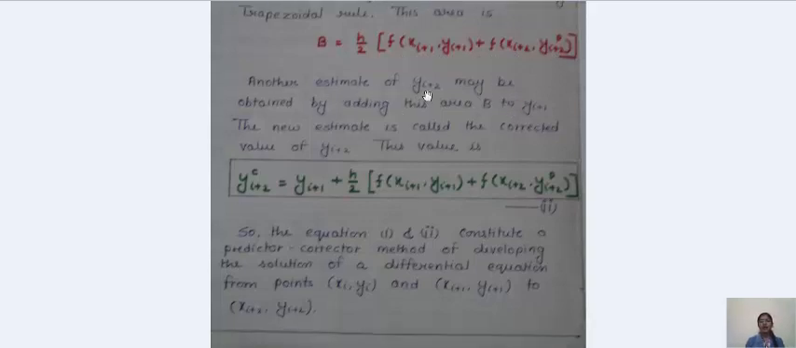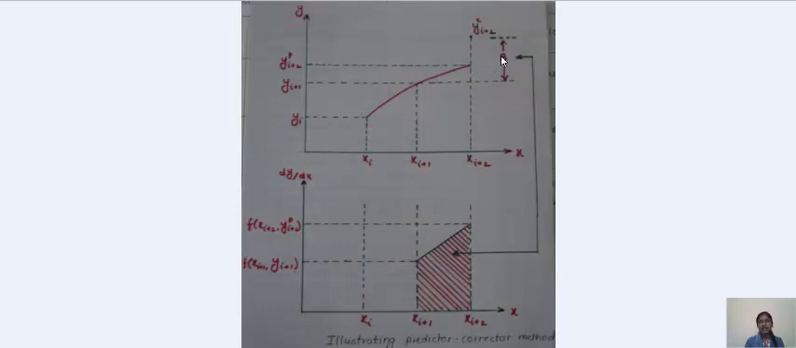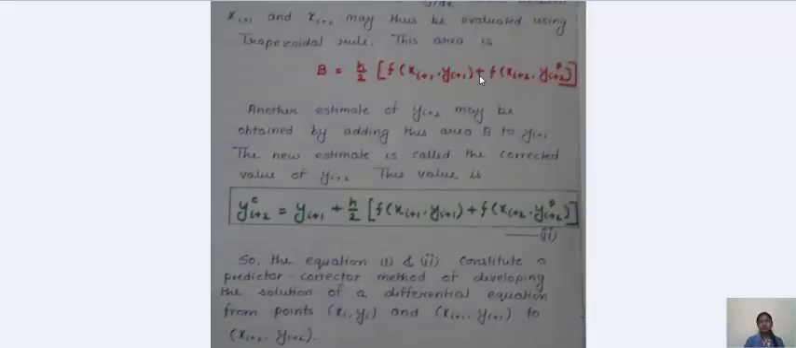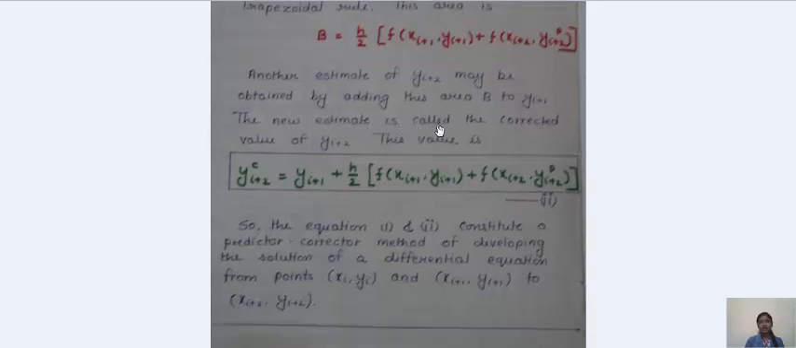Another estimate of y(i+2) may be obtained by adding this area B to y(i+1). So we get y(i+2) corrector. This new estimate is called the corrected value of y(i+2). This value is y(i+2) corrector equals y(i+1) plus h by 2 times f of x(i+1), y(i+1) plus f of x(i+2), y(i+2) predictor. That is equation second.